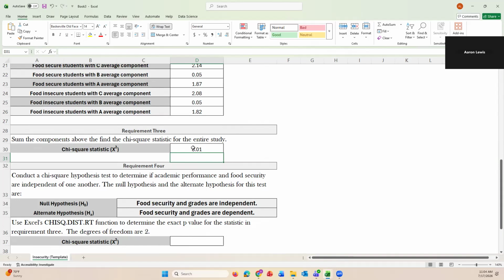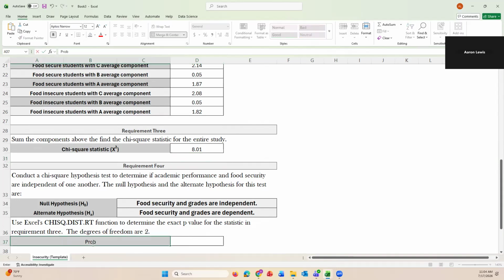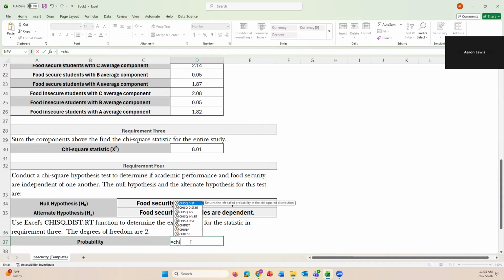So let's convert that chi-square statistic to a probability. To do so, I'm going to use the chi-square.distribution.rightTail function. CHISQ.DIST.RT, open a parenthesis. Our statistic was 8.01. Now I got to determine my degrees of freedom. And it's given in the problem as 2.